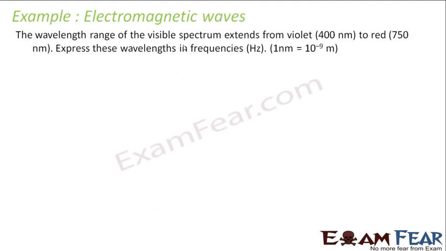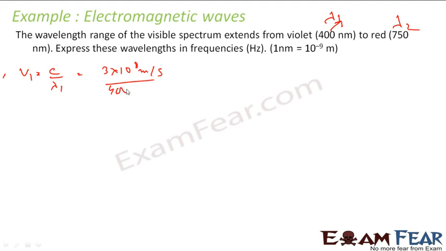Let's take one example. The wavelength of the visible spectrum extends from 400 nanometer to 750 nanometer. Express this wavelength in frequency. Easy only. So let this be lambda 1 and this be lambda 2. So let's find ν1. ν1 is equal to c by lambda 1. c is 3 into 10 to the power 8 meter per second. Lambda 1 has to be in meter. 400 nanometer is nothing but 400 into 10 to the power minus 9 meter. You solve this, you get 7.5 into 10 to the power 14 hertz.